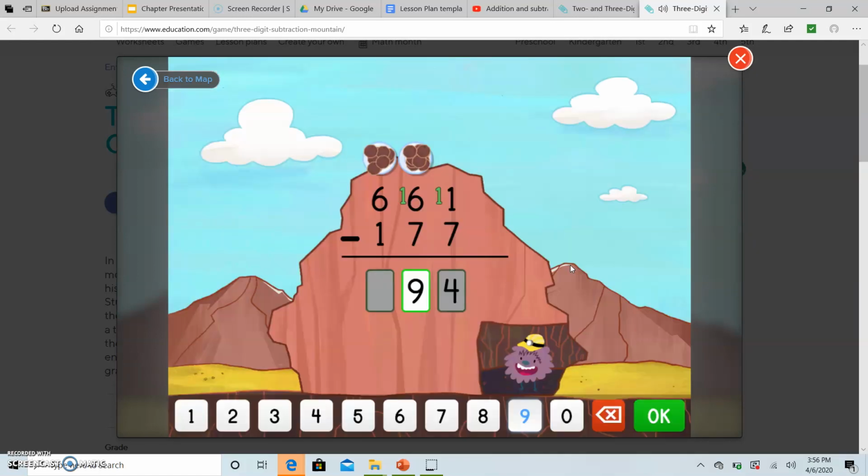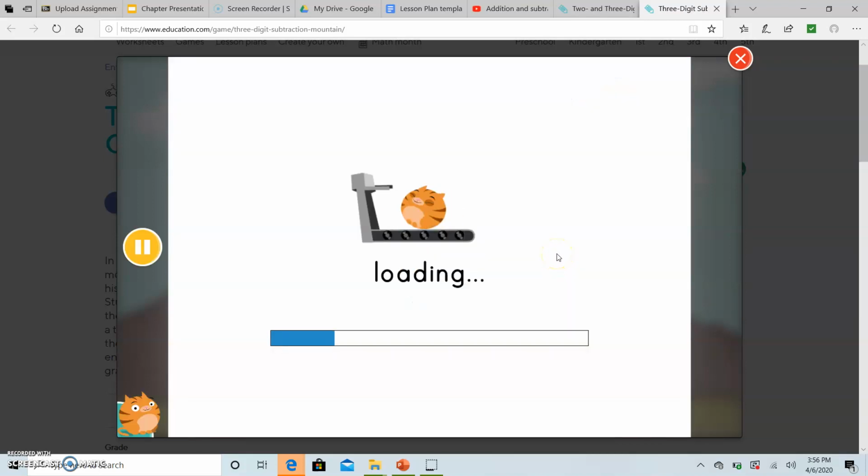There it is. Again, the quarantine struggle of everybody having Wi-Fi, everybody's on at the same time. I apologize in advance.